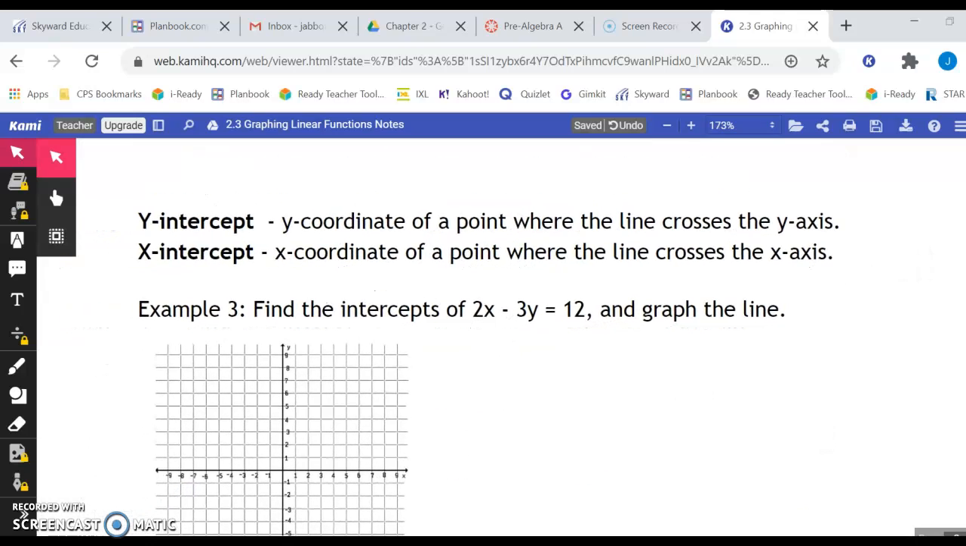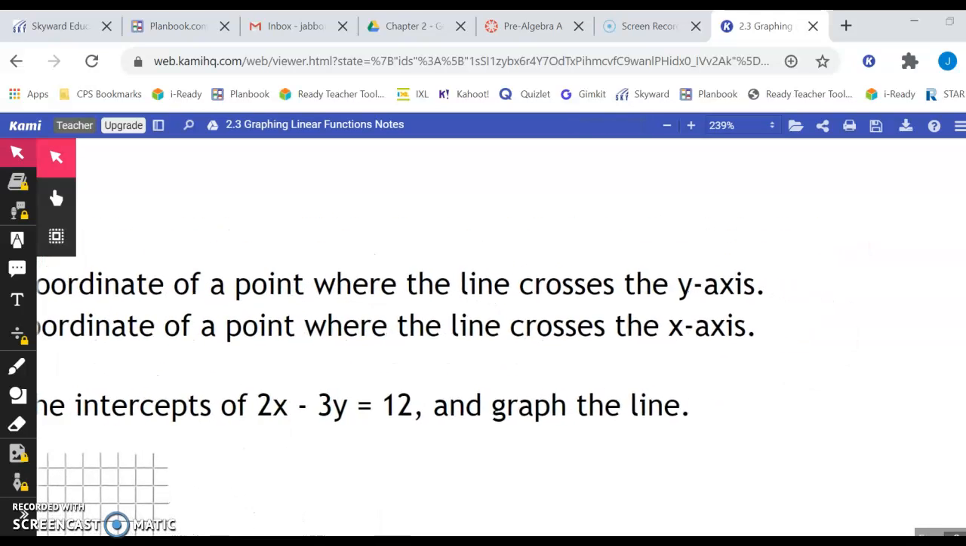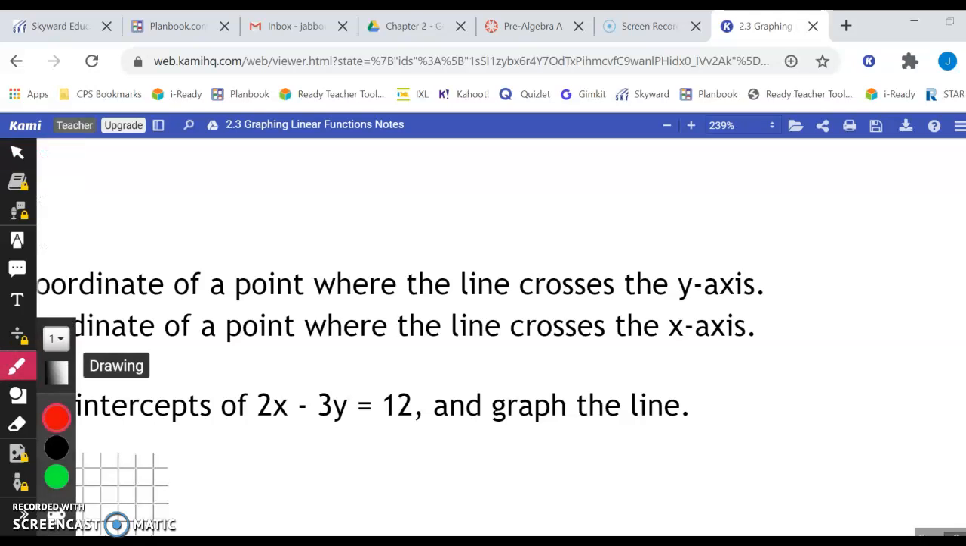Y-intercept is the y-coordinate of a point where the line crosses the y-axis. And the x-intercept is the x-coordinate of a point where the line crosses the x-axis. So y-intercept crosses the y-axis, x-intercept crosses the x-axis. So if you think about a point that's on the y-axis, you don't have to go over anything, but you would have to go up or down. So let's just say 2. So the y-intercept of that point is actually 2 because it's on the line at positive 2.